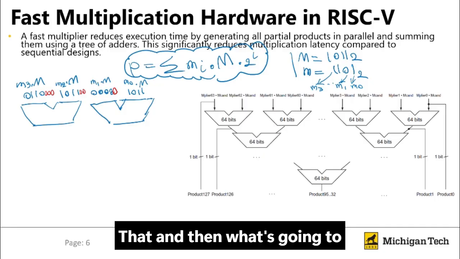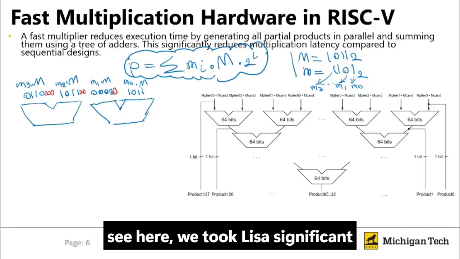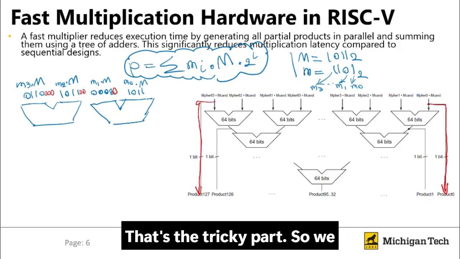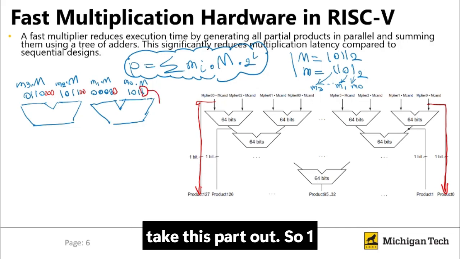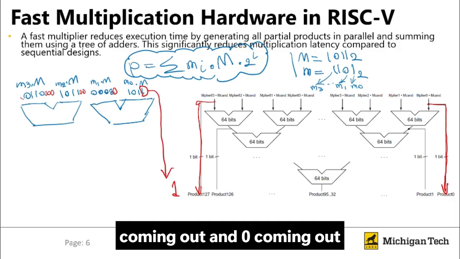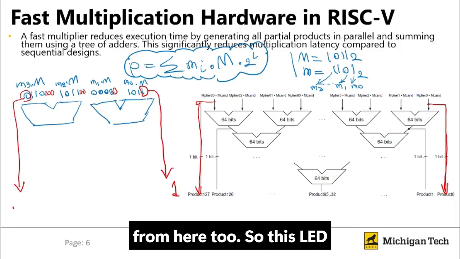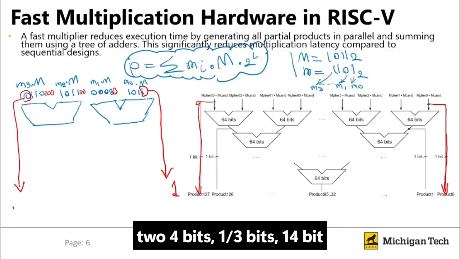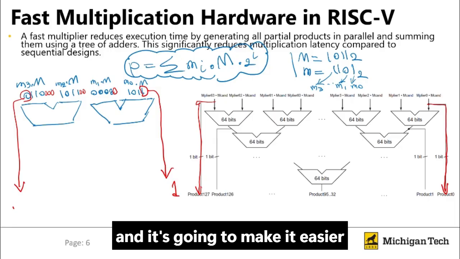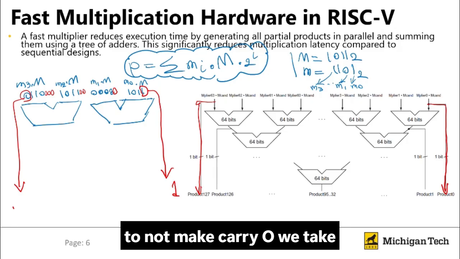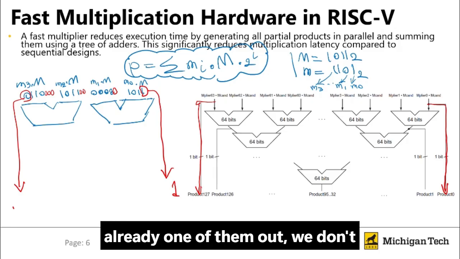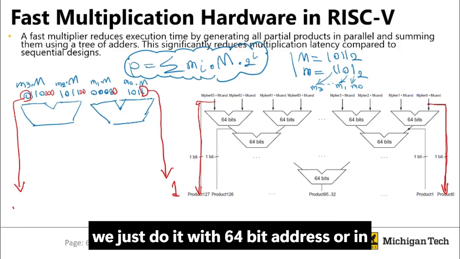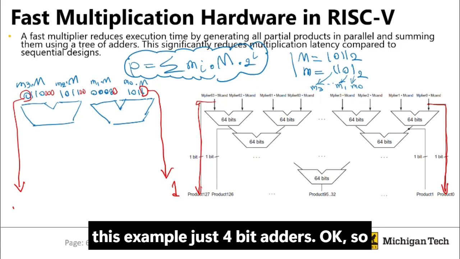And then what's going to happen? We took, as you can see here, the least significant bit and the most significant bit out. That's the tricky part. So we take this part out. So 1 coming out and 0 coming out from here too. So this lets us make the addition with 1 3-bit and 1 4-bit instead of two 4-bit numbers. And it's going to make it easier to not make a carry. So we take already one of them out. This is going to help us, instead of having a 128-bit adder, we just do it with 64-bit adders, or in this example, just 4-bit adders.